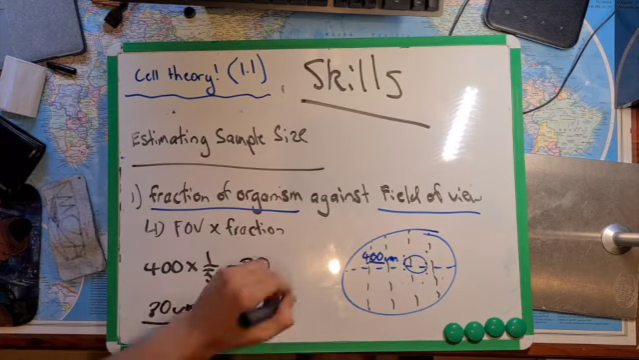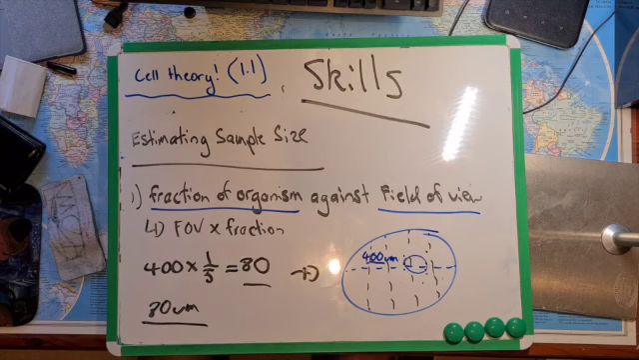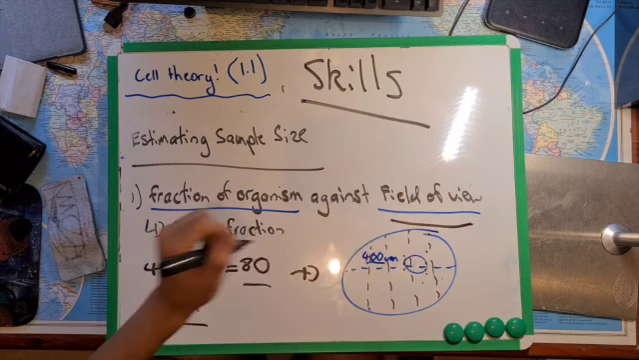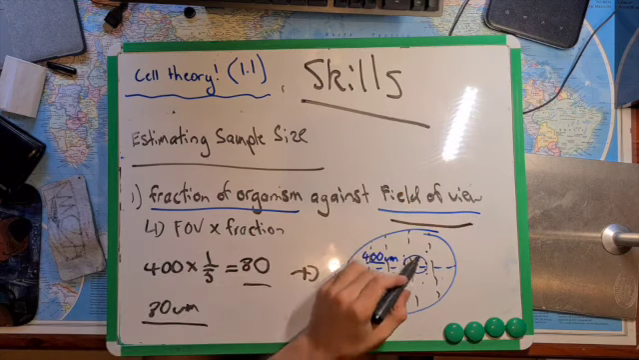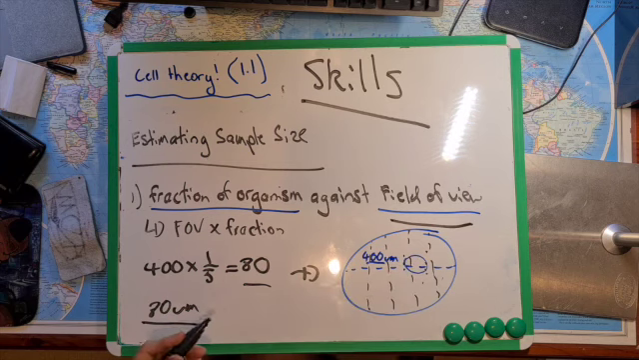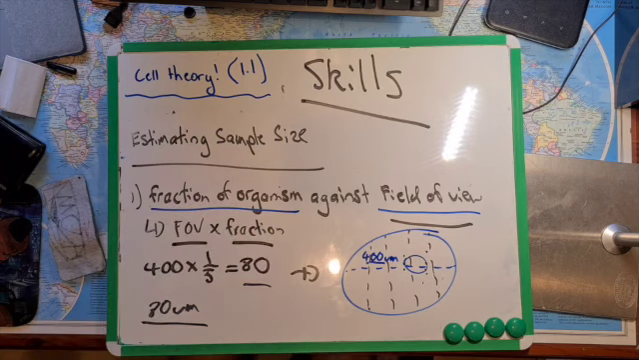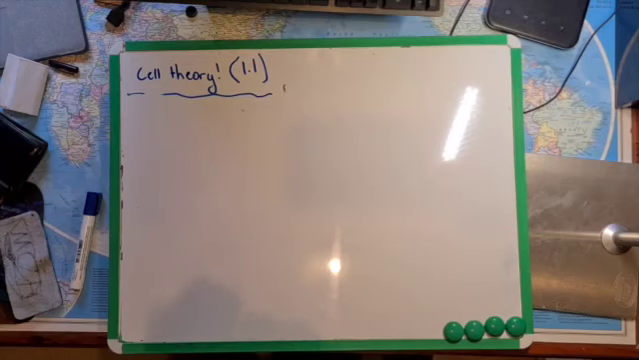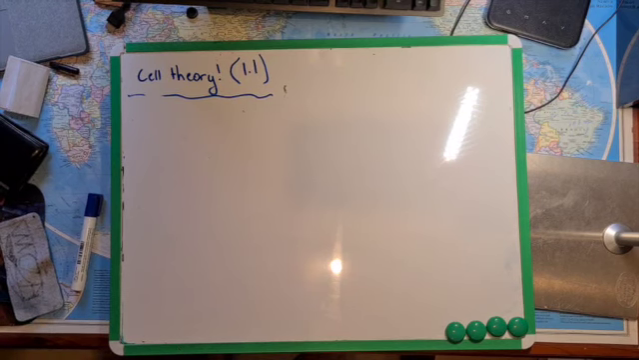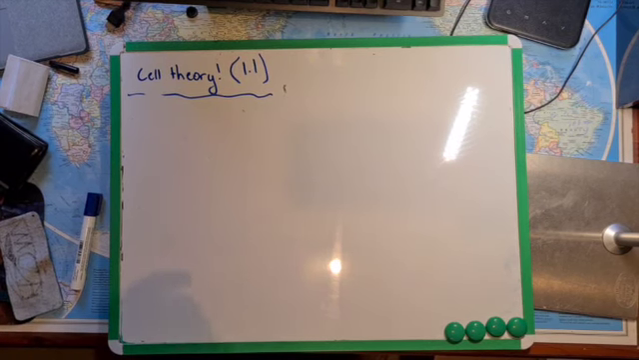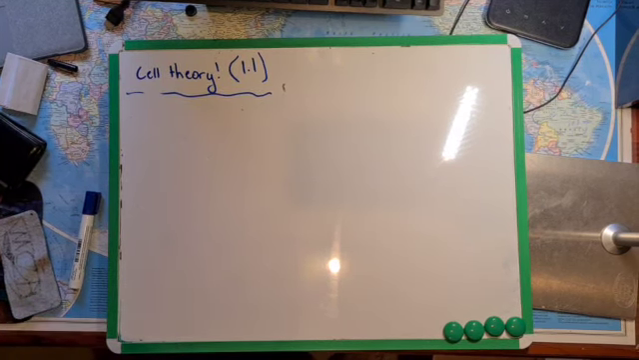As a summary, using the field of view, finding the fraction that the organism or similar takes up, and multiplying the field of view by that fraction is how we can calculate an estimated sample size. And that marks the end of the 1.1 syllabus point for this IB biology course.